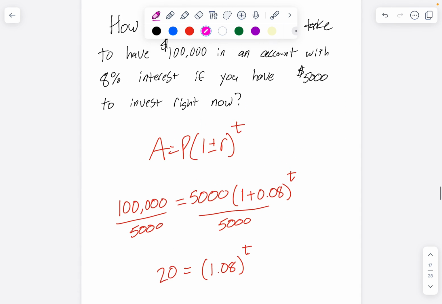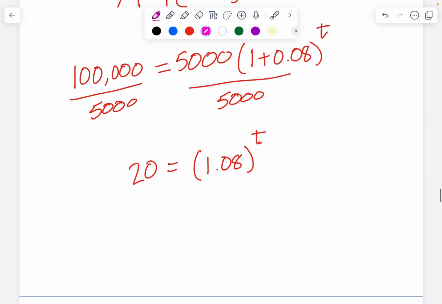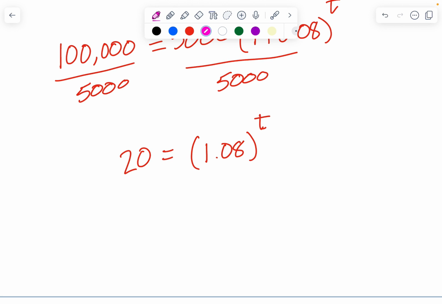How many years would it take if we had $5,000 and we wanted $100,000? We're now here to where we started. This now we can write in logarithmic form. Log with a base of 1.08 of 20 is equal to t. Then we can punch that into our calculator.